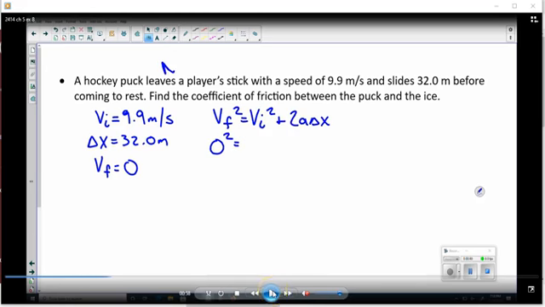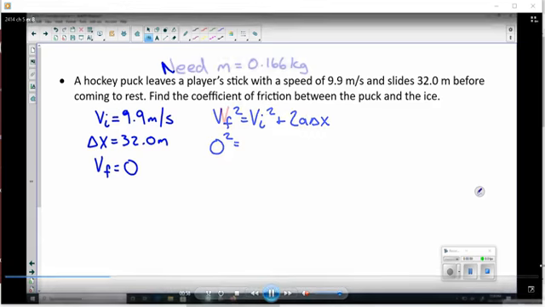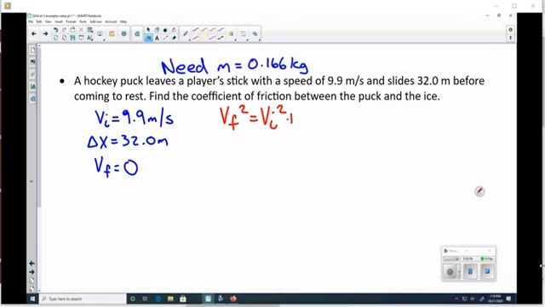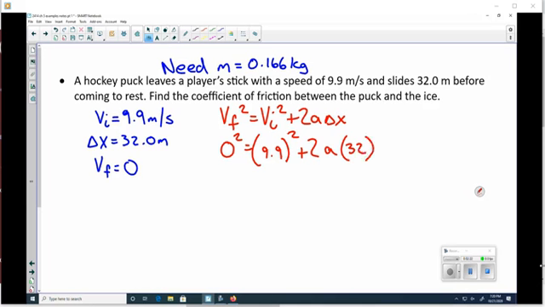So using the third kinematic equation, we can determine the acceleration. Here's where I'll think that I need the mass. So using the third kinematic equation, we know the final velocity is 0, the initial velocity is 9.9 meters per second, and we know the displacement is 32 meters. From this you can calculate the acceleration, and notice that the acceleration that you calculate will be negative.